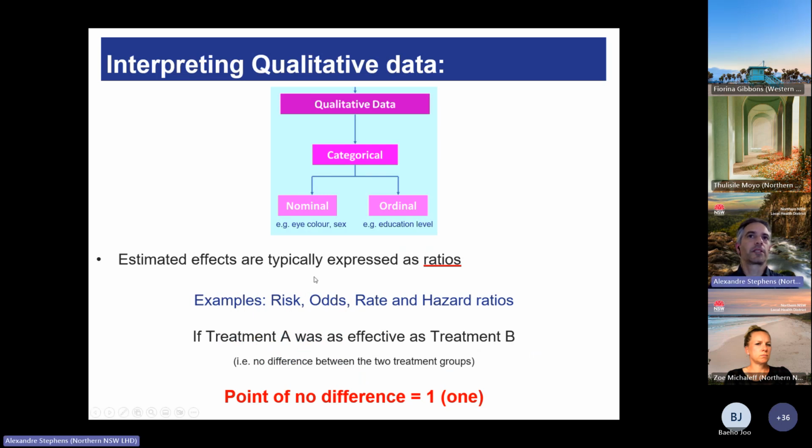So estimated effects are typically expressed as ratios for categorical data. Examples of these ratios could be risk ratios, odds ratios, rate ratios, hazard ratios. Invariably, some of you probably have heard some of these terms used before. And essentially what you're looking at is if treatment A is as effective as treatment B, this will give you the point of no difference and the ratio of 1.